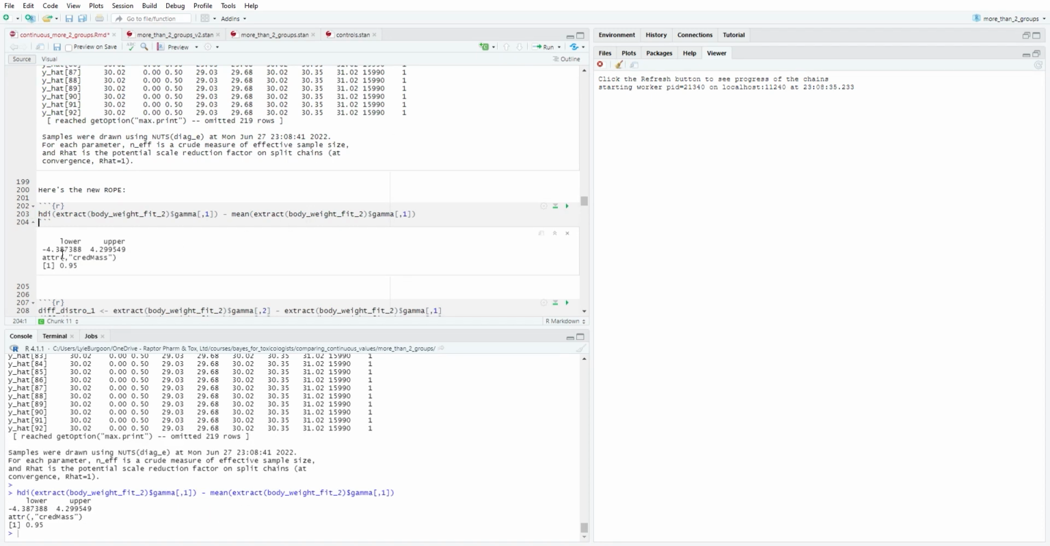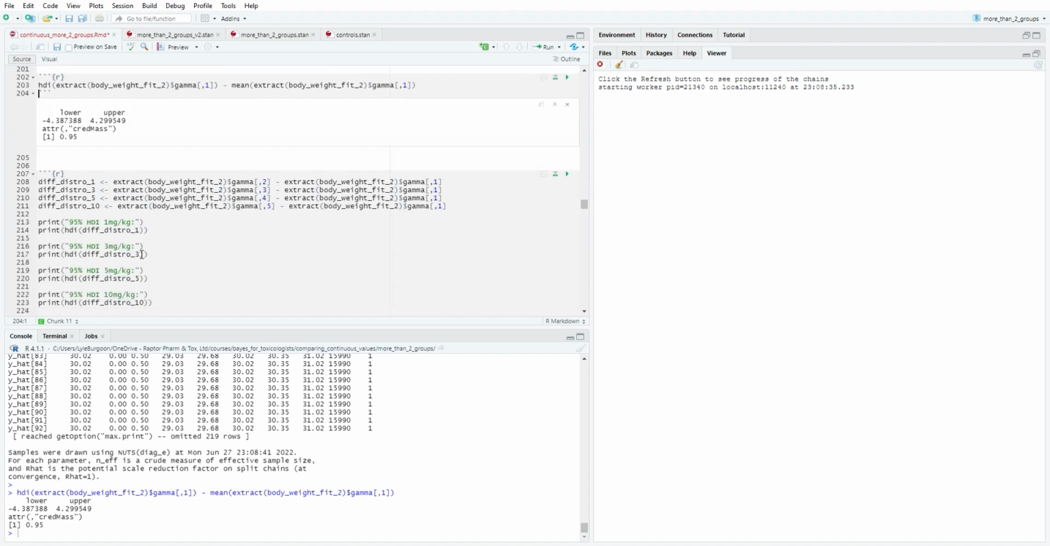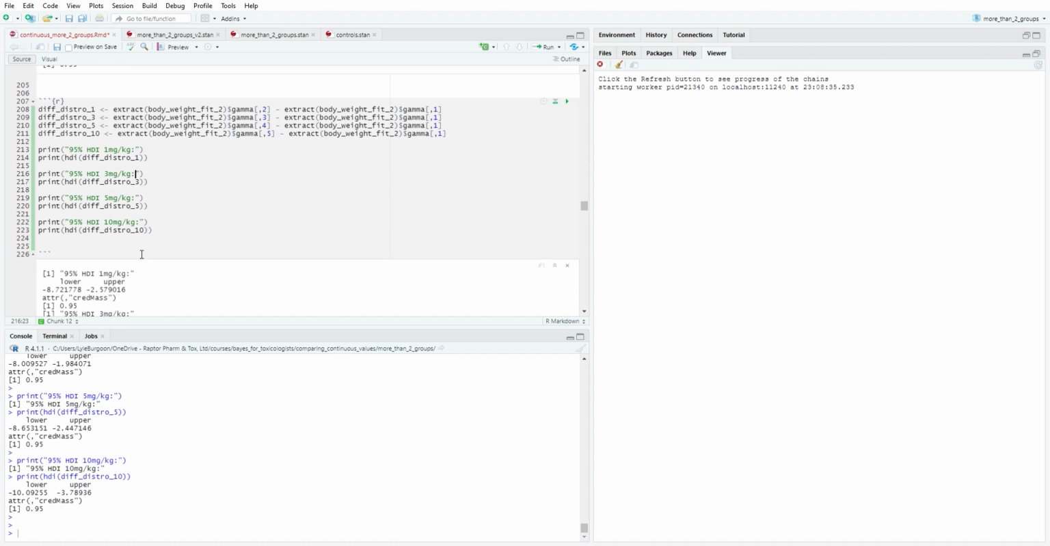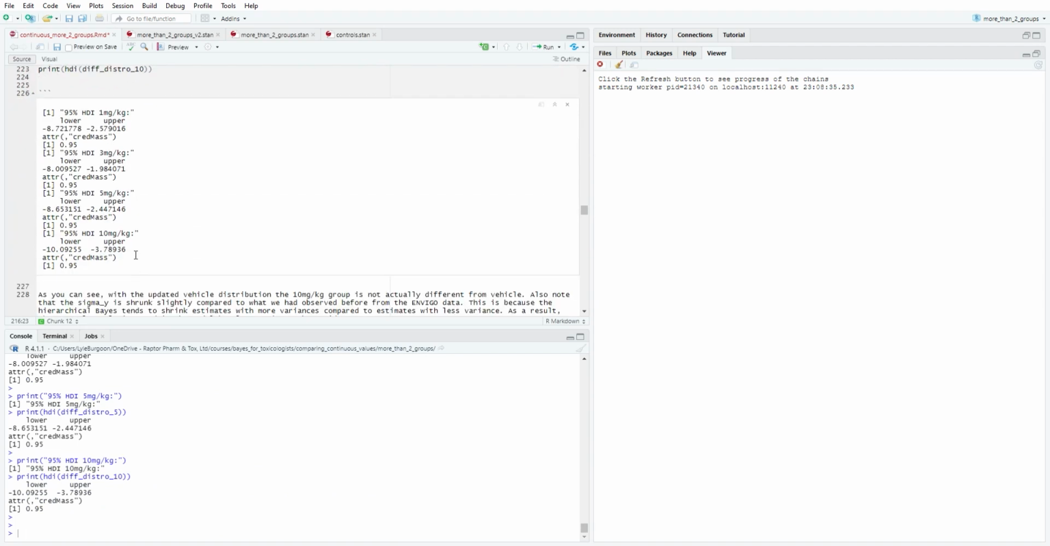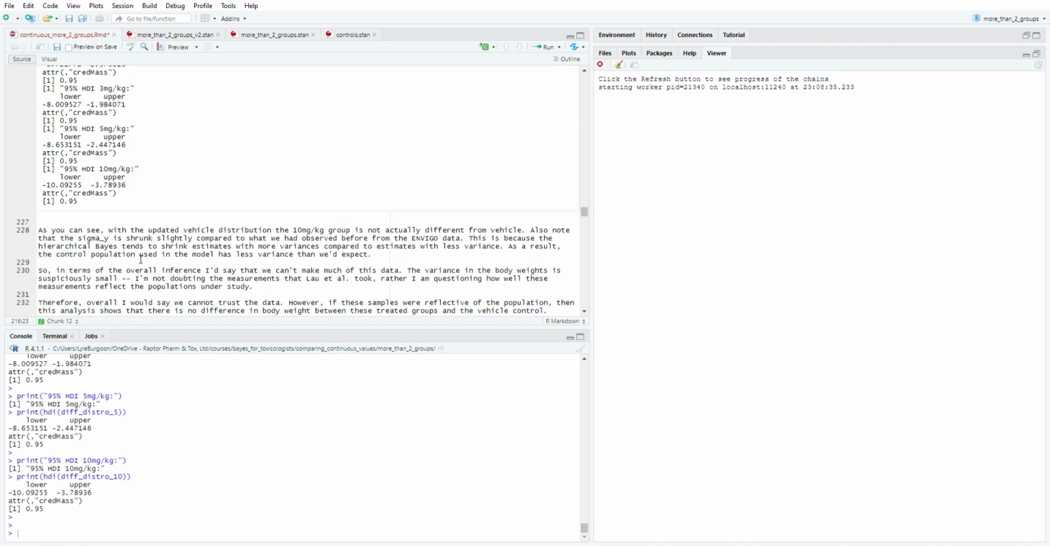So our rope goes from negative 4.4 or so to positive 4.3. And we're going to see if anything is outside of that rope. Nope, nope, nope, nope. Everything is within the rope. And that's kind of what I expected because the standard deviation of the prior is so huge. It's a very, very large spread of data. So it's going to be very hard for anything to not be within it, especially given what we were seeing before.